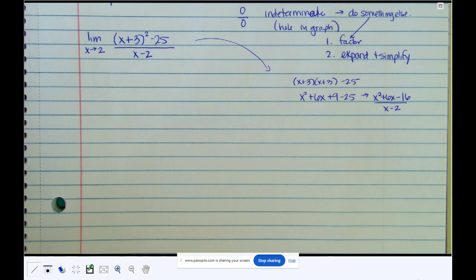Put a 2 in for x. It's 0 over 0. No, 0 over 0 means you still have to do something else. So you factor this. And this is nice because you know what's on the bottom.